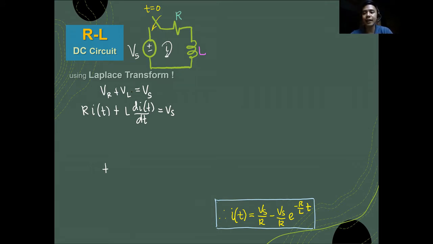Okay, so L di/dt. Because of the changes in your current, there's an induced voltage. Changes in current, you will have an induced voltage. So that's why it's di over dt, because it's the change in current over time. It produces an induced voltage.